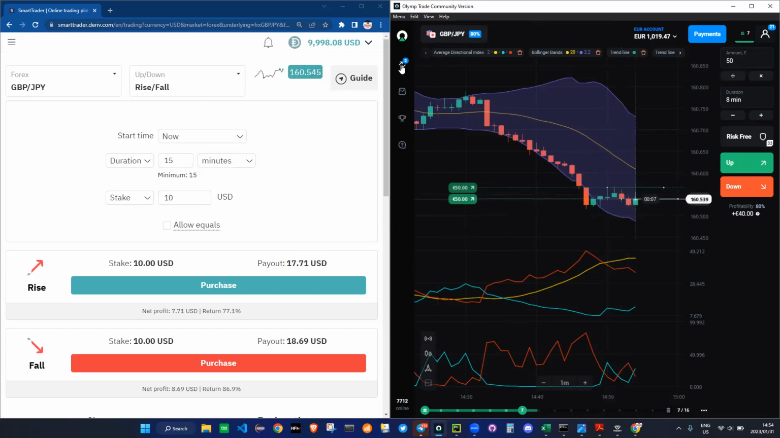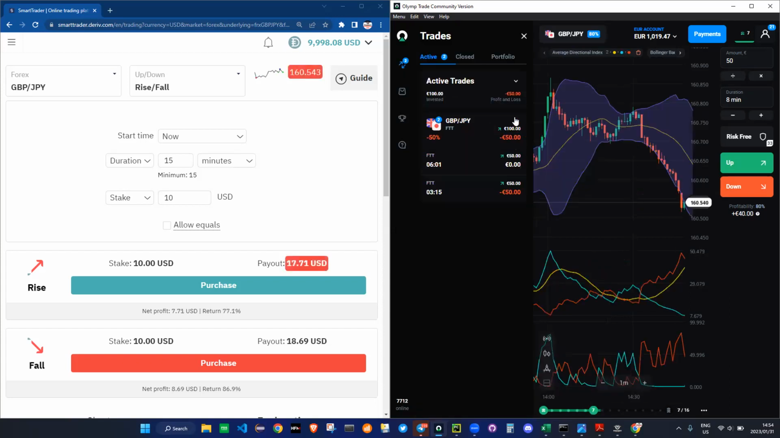Let's see how much time we have left. Okay, I have 3 minutes on the first one and 6 minutes on the second one. Okay, right. But then just know that there will be times when this does not work on the first attempt, right?